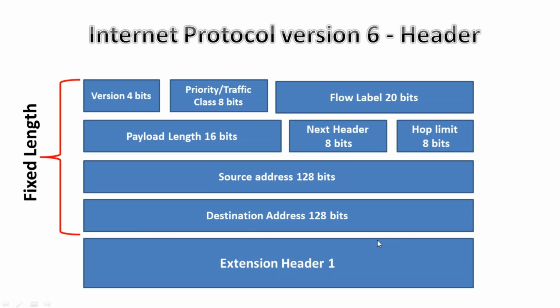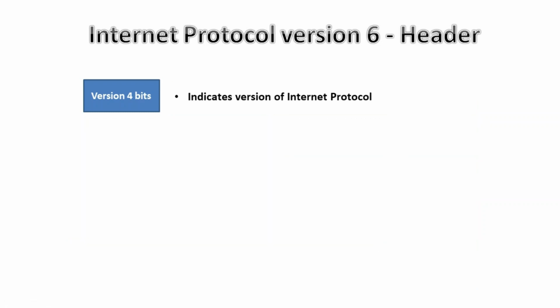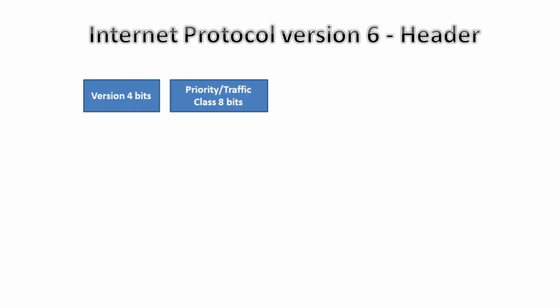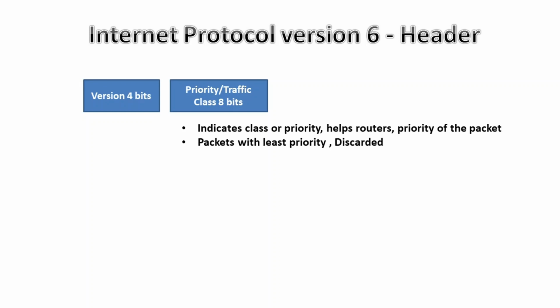At first we have version, which is 4 bits. Version indicates which internet protocol version is being used. Then we have traffic class, which is 8 bits. The traffic class field indicates the class or priority of the IPv6 packet. It helps the router to handle the traffic based on the priority of the packet. If congestion occurs on the router, then the packet with the least priority will be discarded.